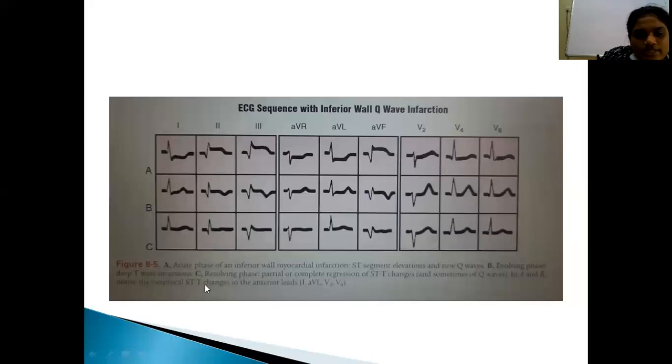The reciprocal ST changes in the anterior leads. So we can see the reciprocal ST changes in the anterior leads: 1, AVL, V2 and V4. See here also, reciprocal changes we are able to see, right? Almost the reciprocal changes we are able to see.